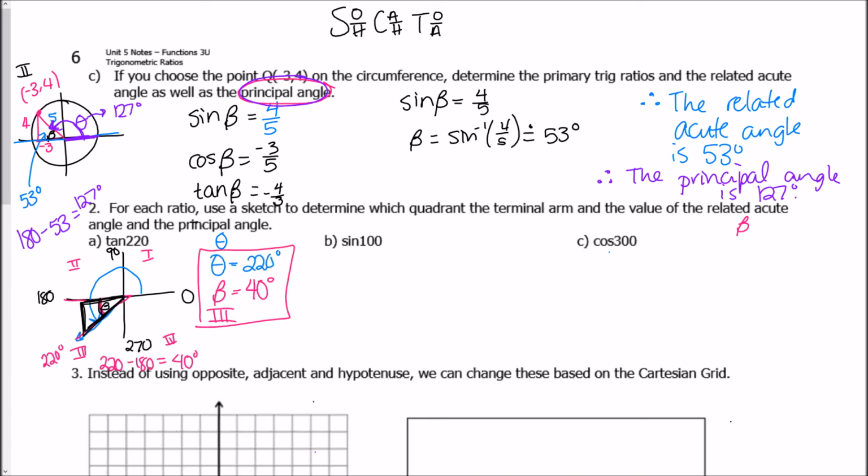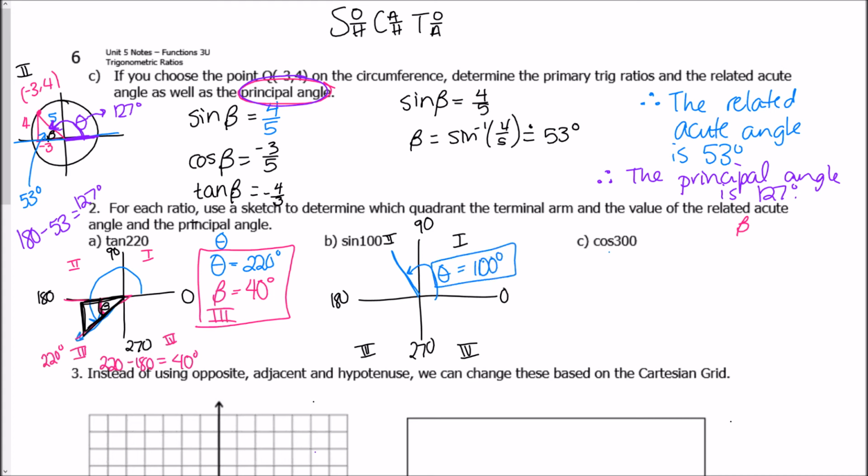All right, let's do the same thing for sine of 100 degrees. So right here, again, 0 degrees, 90 degrees, 180, 270. We've got quadrant 1, quadrant 2, quadrant 3, and quadrant 4. Sine of 100 would end up being right over here. So this theta value right here is going to be 100 degrees.